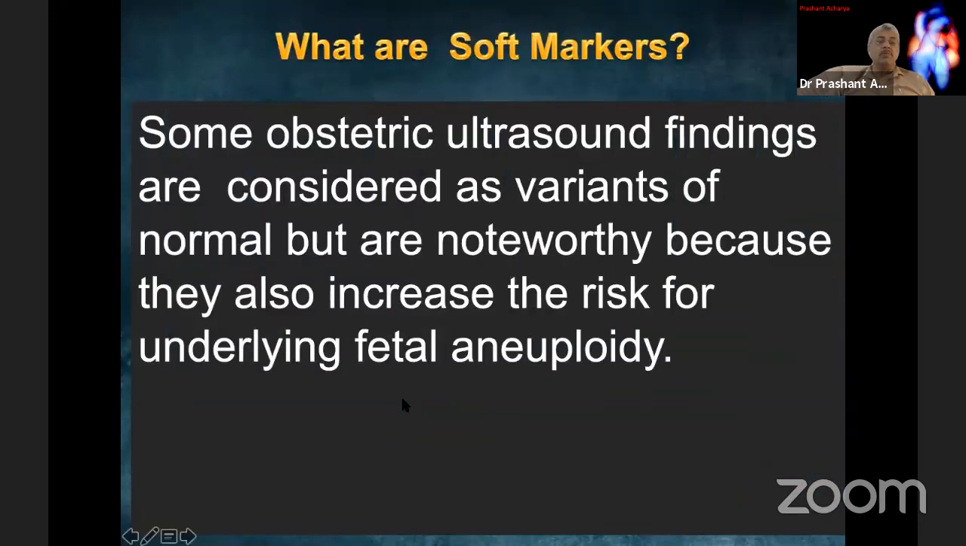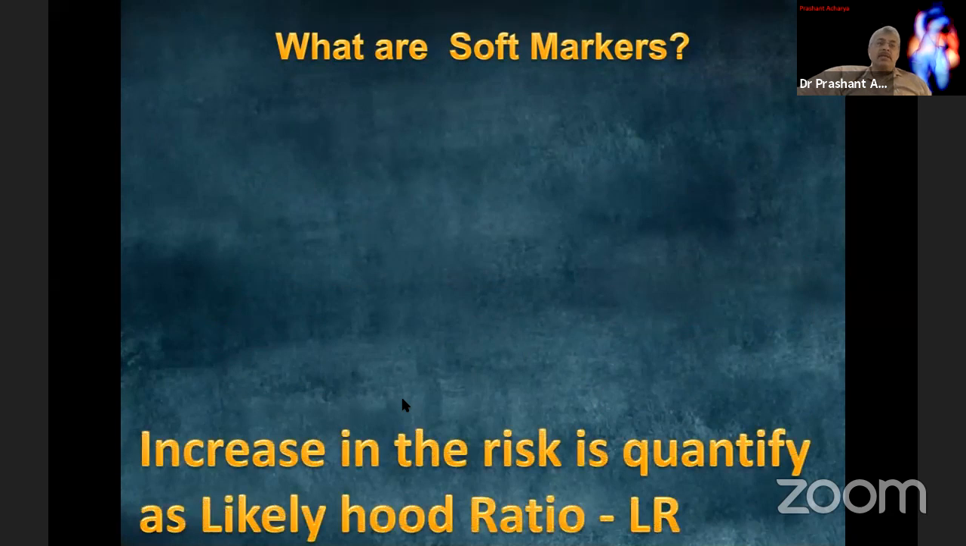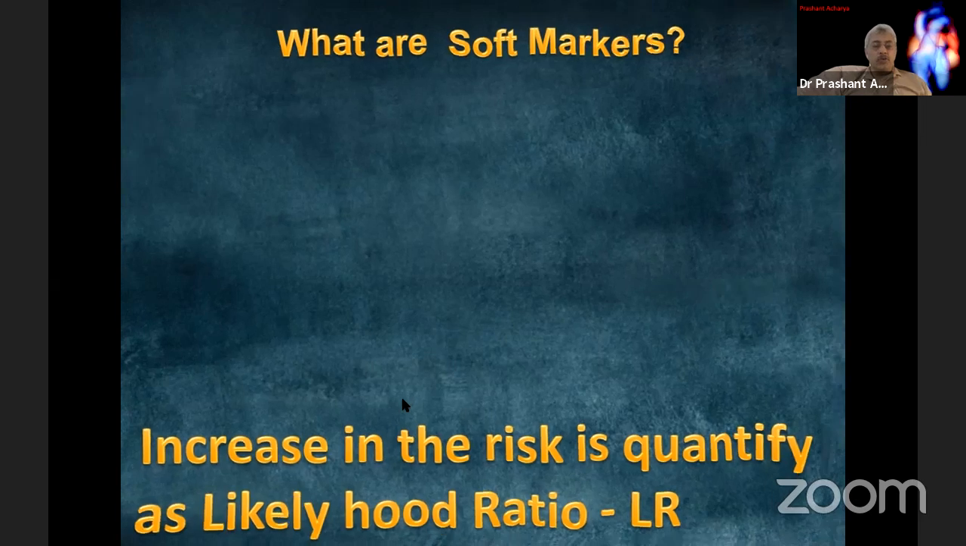Non-disjunction is having a problem. A soft marker is an ultrasound finding which is considered to be a variant of normal, but it is not negligible because it also increases the risk of underlying fetal aneuploidy. So that finding is actually normal, but because of that finding, the chances of underlying aneuploidy are high. We consider them as likelihood, the chances of aneuploidy go up.